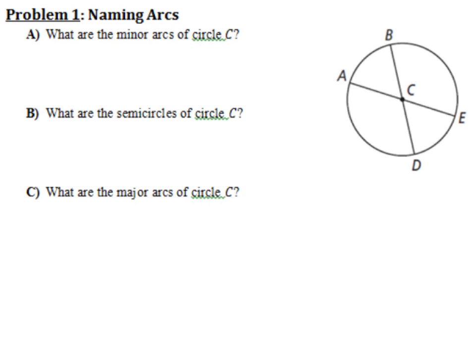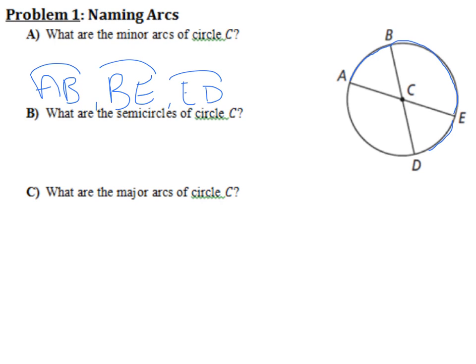So here I'm just asking for what the minor arcs are. Minor arcs could be AB because that's less than 180. It also could be BE because that's less than 180. It could also be BED, and it could be AD. Those are all my minor arcs.